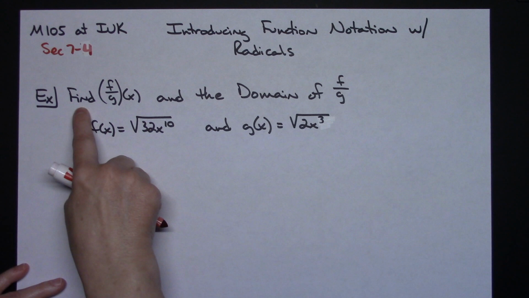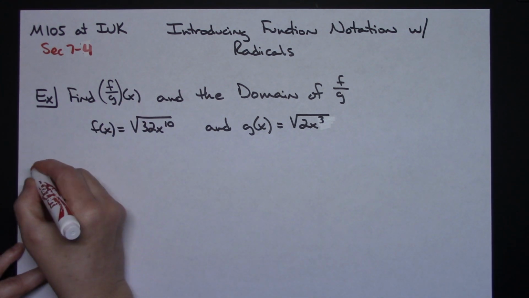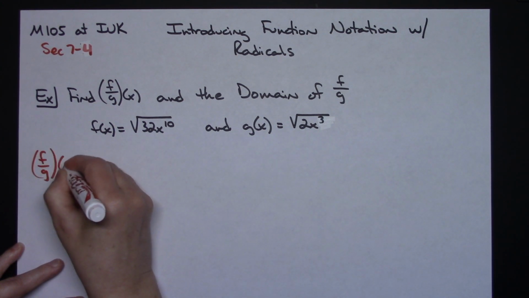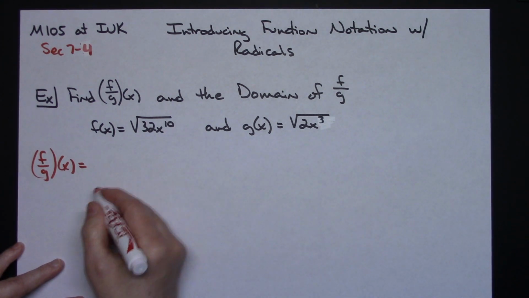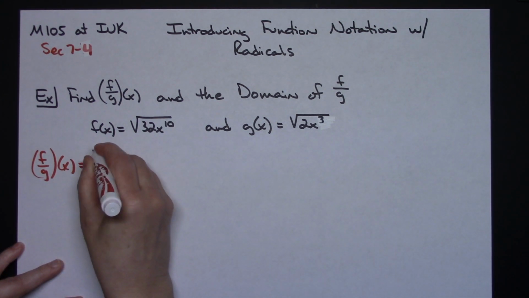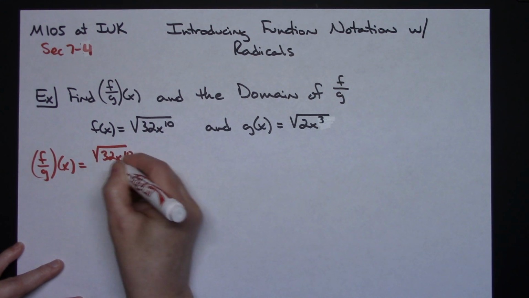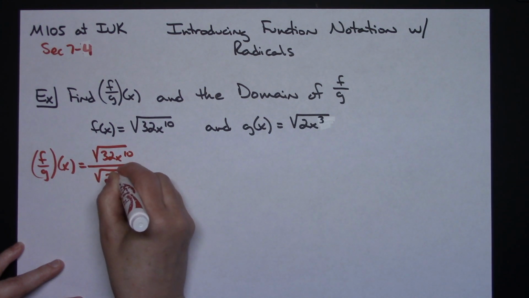Alright, so the first thing you have to do, it says find f over g of x. Okay, so that's the first thing I'm going to do. I'm going to do f over g of x. Alright, which basically means what? Take the f function, put it on top, take the g function, and put it on the bottom. So I'm going to have the square root of 32x to the 10th, all over that square root of 2x to the 3rd.